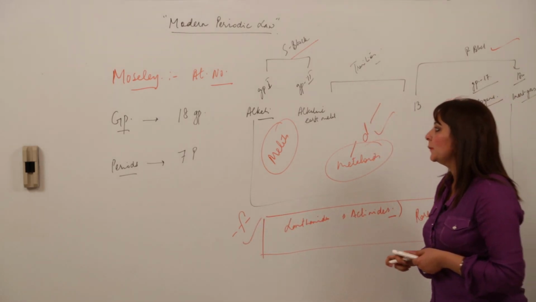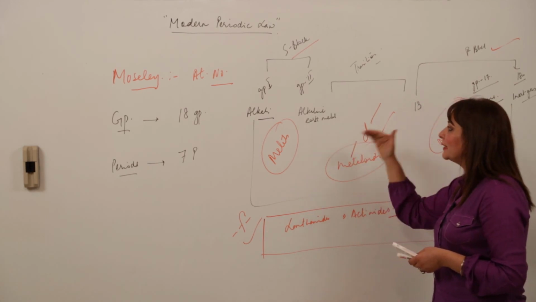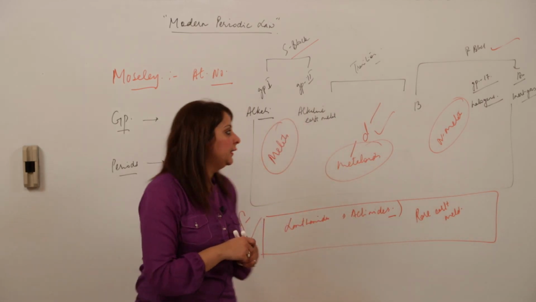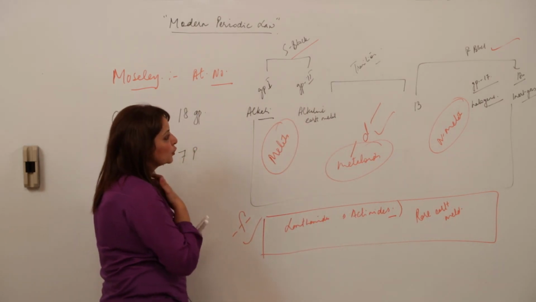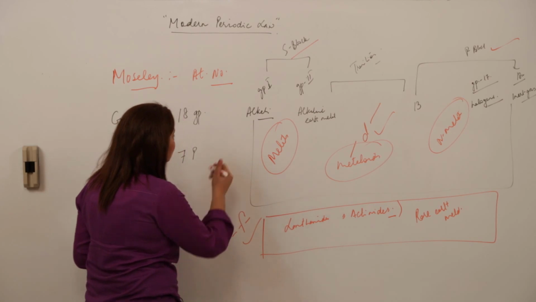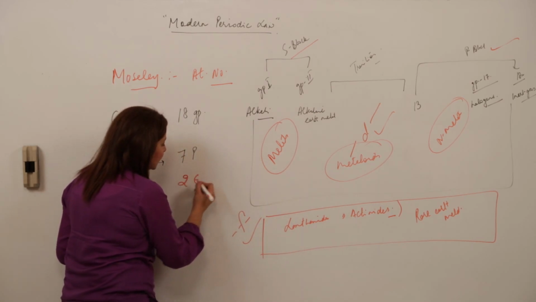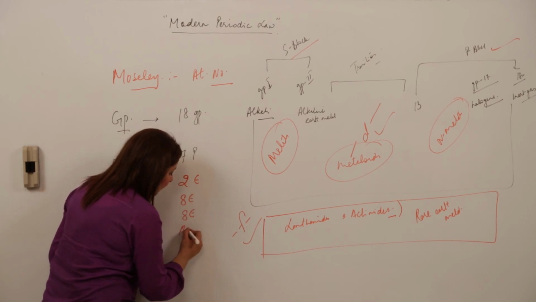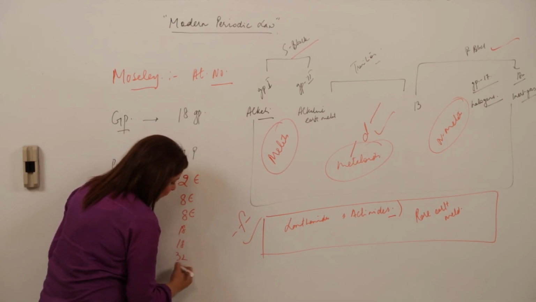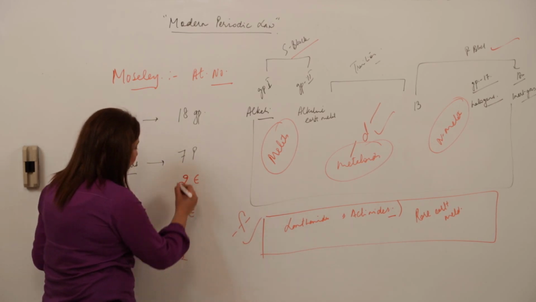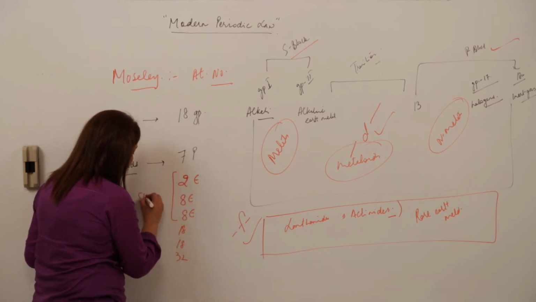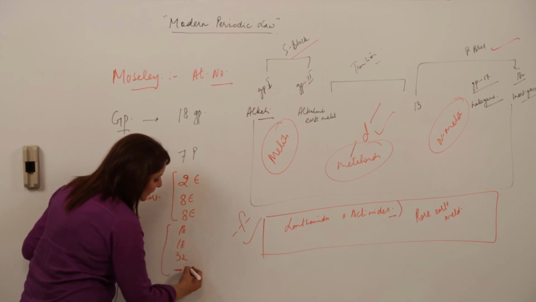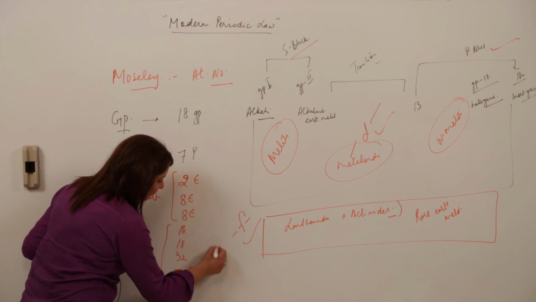Now the question comes: how many elements were present in each period? The number of elements in each period was given by the rule 2n square. So that means the first period consists of 2 elements, the second period consists of 8 elements, the third period again consists of 8 elements, then 18, 18, 32, 32 likewise. So these first 3 were called short periods and these were called long periods. The last period is actually an incomplete period.